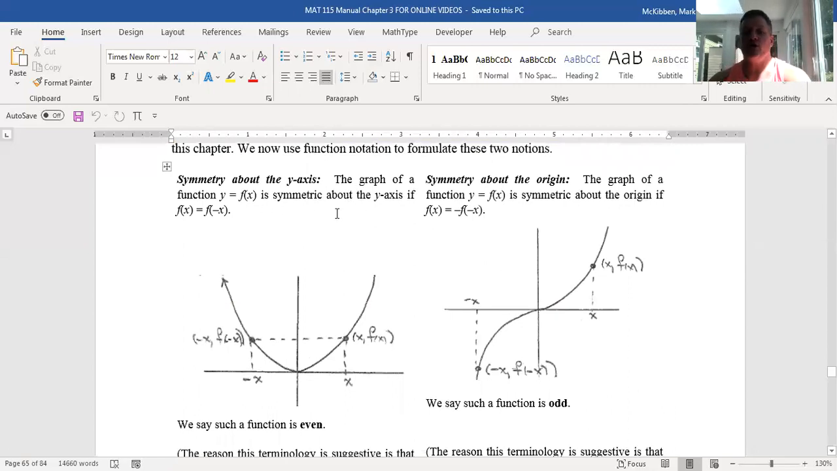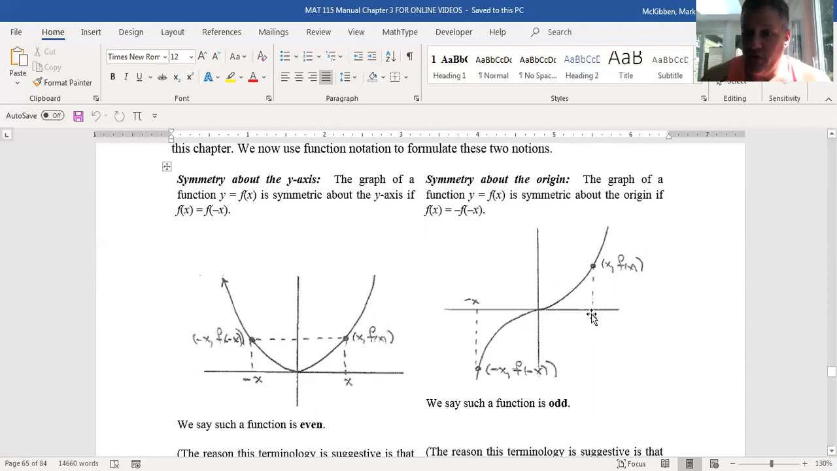our function is symmetric about the y-axis, or it's even, if you go the same distance on either side of the y-axis with your inputs, but then you get the same output. So in other words, if I go x or negative x for my input, the y values are the same, but the y values at those particular x's are f of x and f of negative x. So if this statement is true for every x in the domain of f, the function's even. This graph will be symmetric about the y-axis.